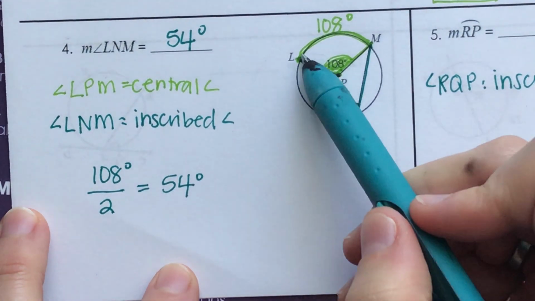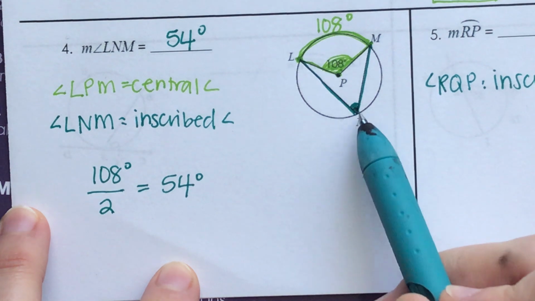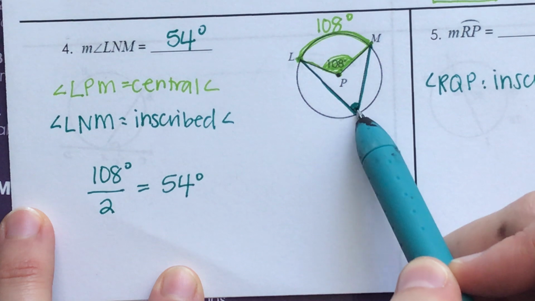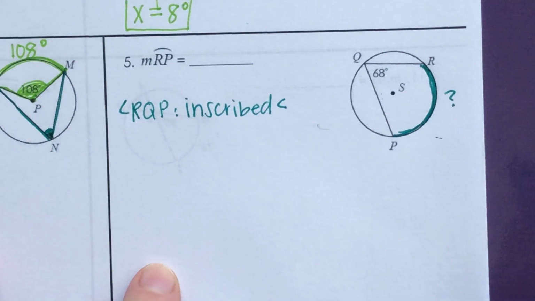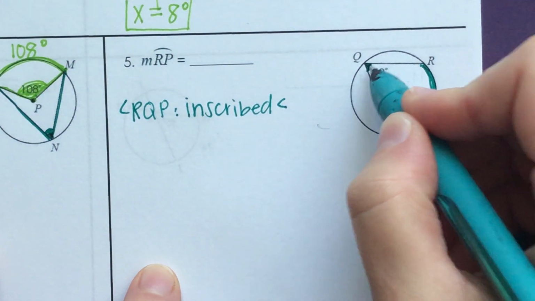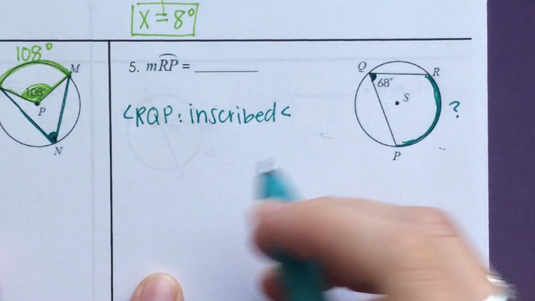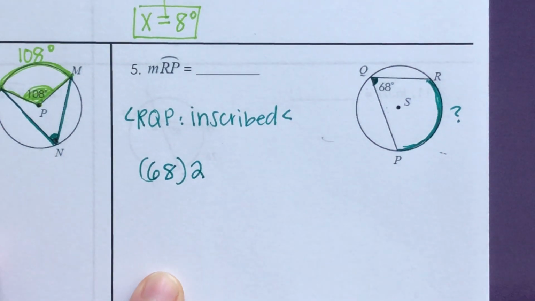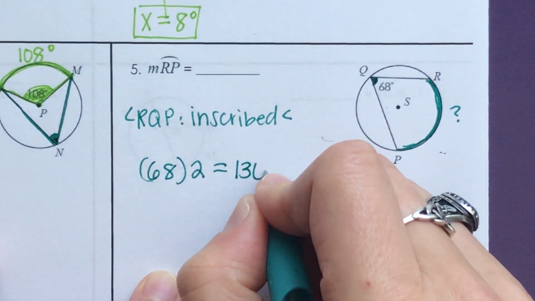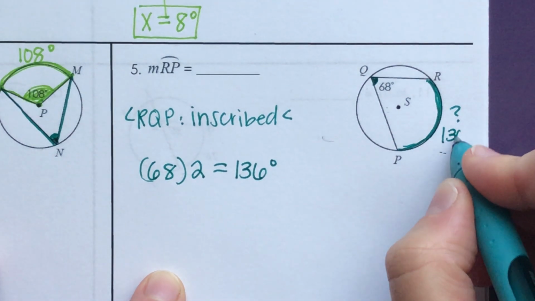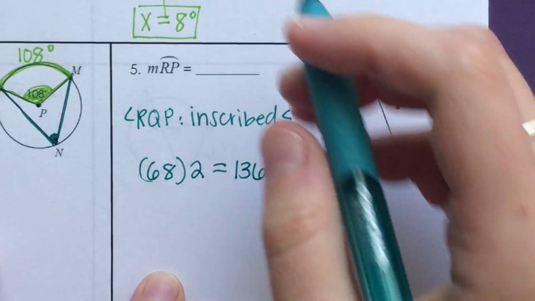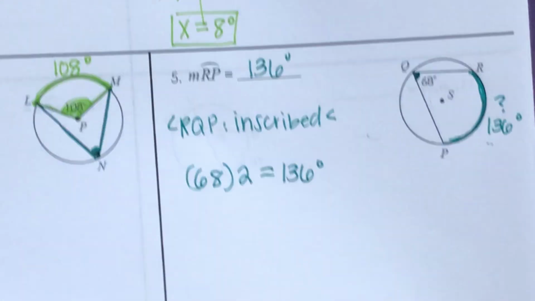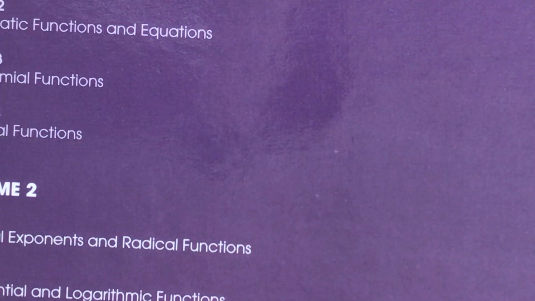Now, this time I'm going the opposite way. In the last problem, I told you the arc measure was 108, and I asked you to find the angle measure. So I took half of it. I divided it by 2. But in this problem, I'm telling you that this small angle right here is 68. So to get the arc measure, instead of dividing by 2, I'm going to multiply by 2. And when I do that, I get 136 degrees. So this arc measure is 136 degrees. Again, you have to understand the difference between central and inscribed angles in order to do those problems.